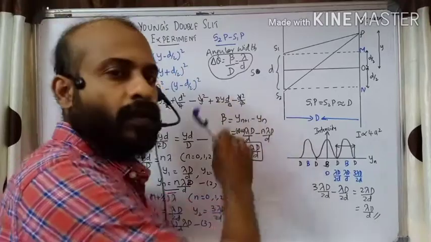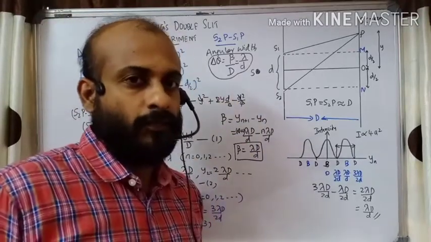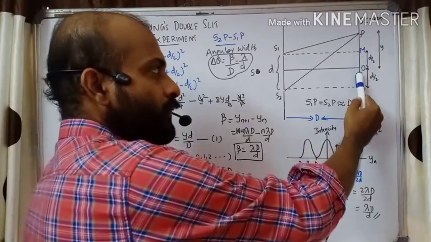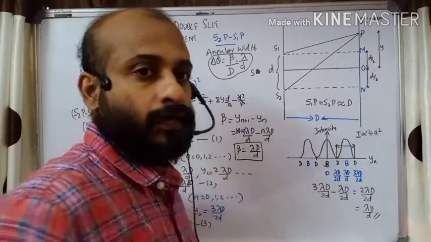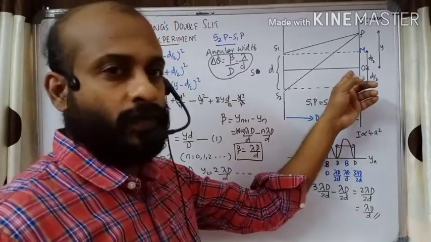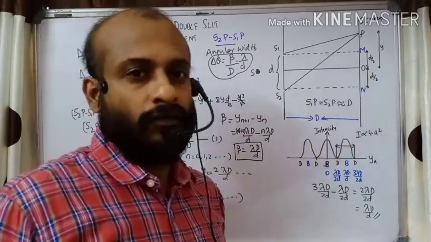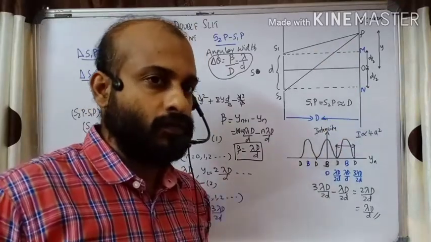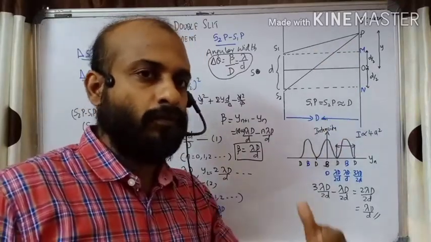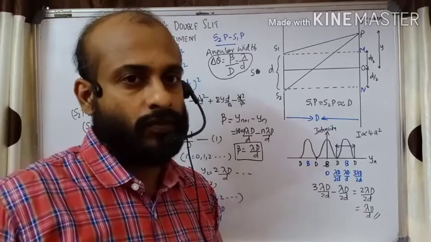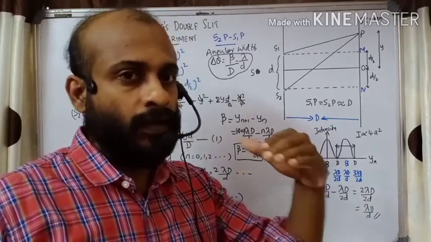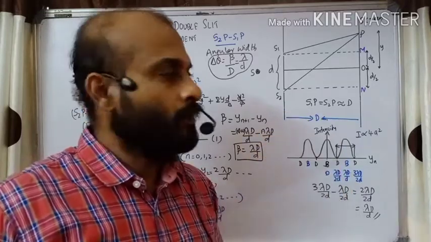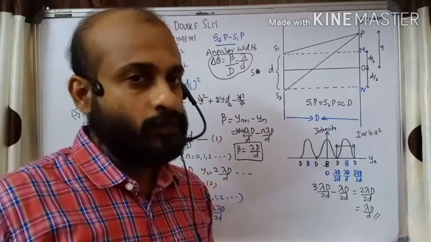Now, here in the experiment, we have used a monochromatic source of light. If you use white light, the central fringe will be white colored, and on either side red colored fringes are seen, and on the farther side we can see blue colored fringes. So that's what happens when we replace a monochromatic source with white light. So fringes will be colored rather than dark and bright fringes.